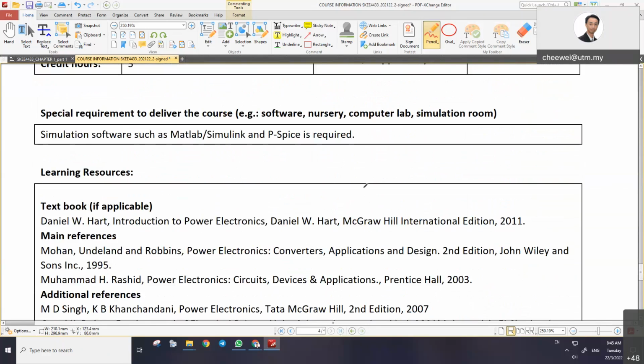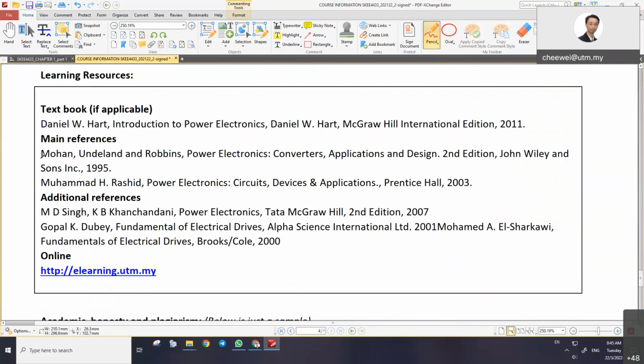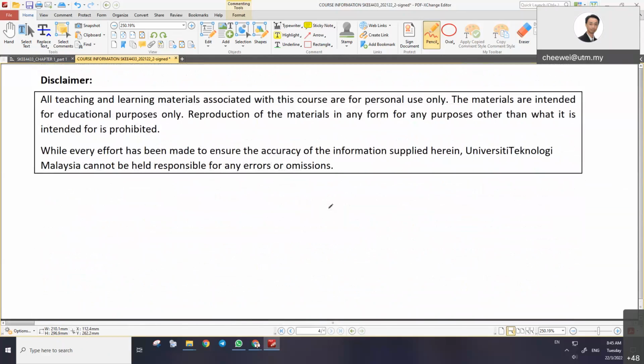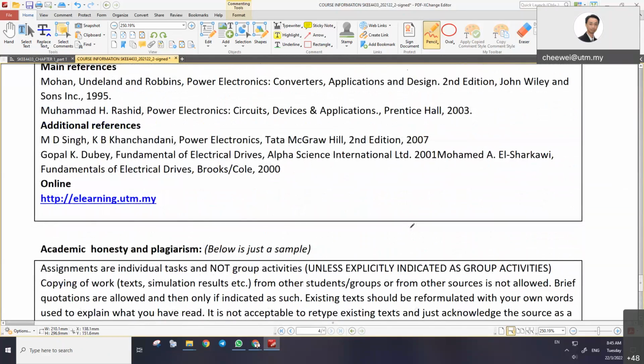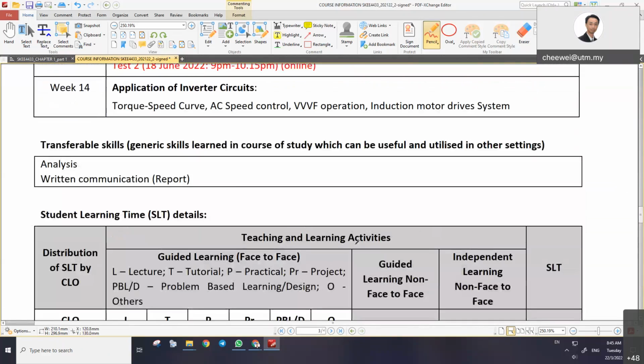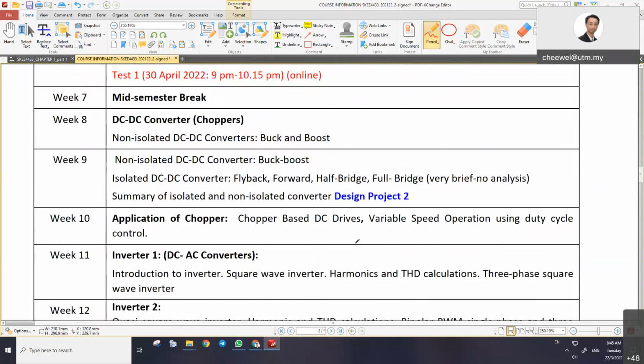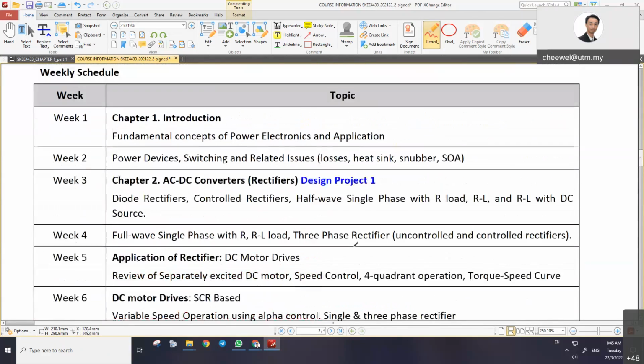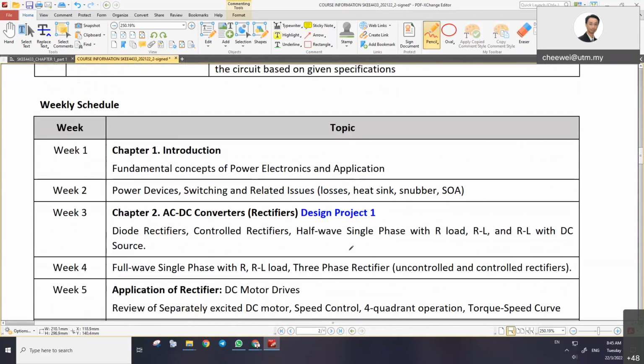So what else? Okay, the textbook, if you can find this, will be a good reference for your learning. So this course outline, basically, I've already uploaded on e-learning. You can get it and refer back to it if you miss anything. Okay, let's go through quickly what the content is in the weekly schedule.